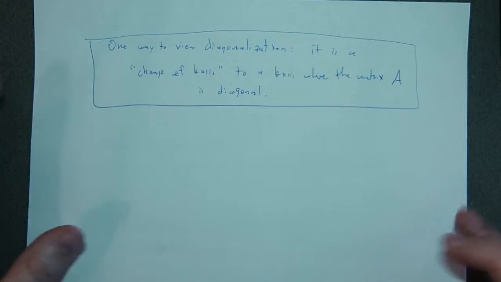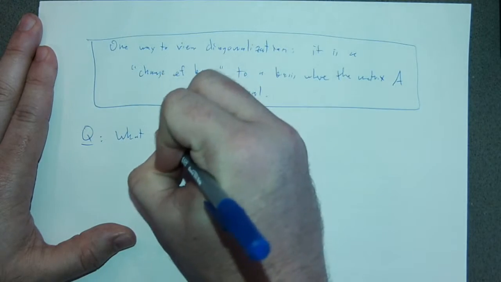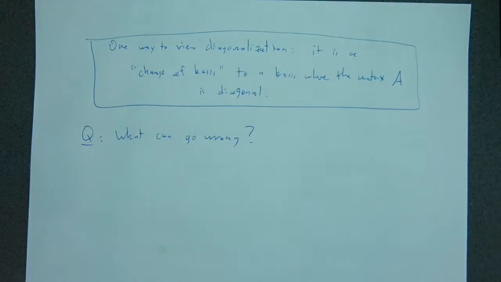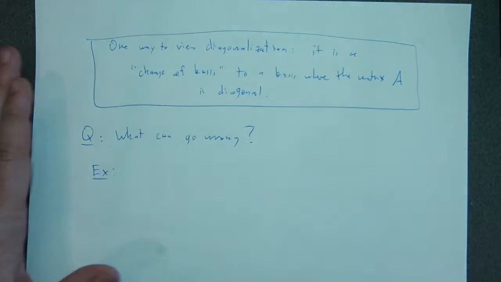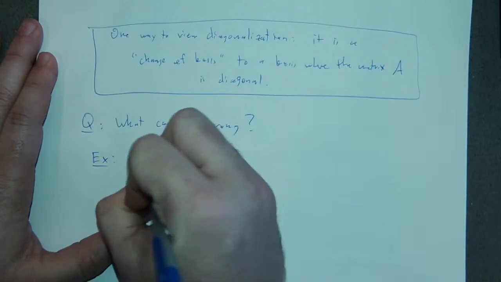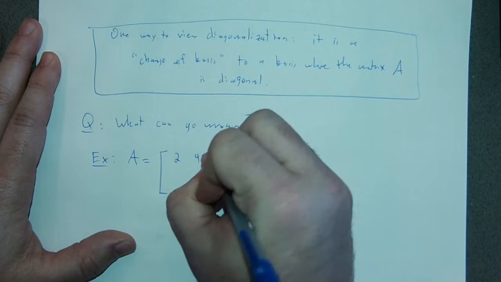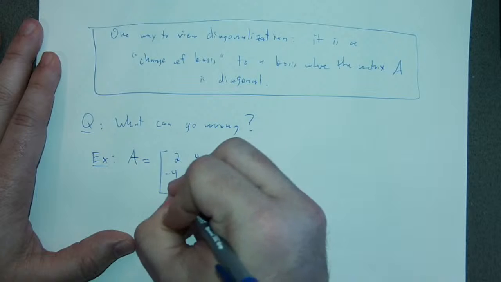Okay, so question, what can go wrong? We've already gone over this a little bit. So the question is, what can go wrong? As someone else just asked, how do you know if it's diagonalizable? Let's look at an example here. So we have the matrix. I'm going to read row-wise. This is 2, 4, 3, minus 4, minus 6, minus 3, 3, 3, 1.